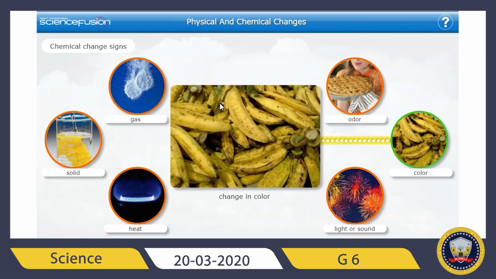Or color. A change in color can also be a sign of chemical change. So, for example, when these bananas get ripened, the peel undergoes a chemical change, and that turns them brown.